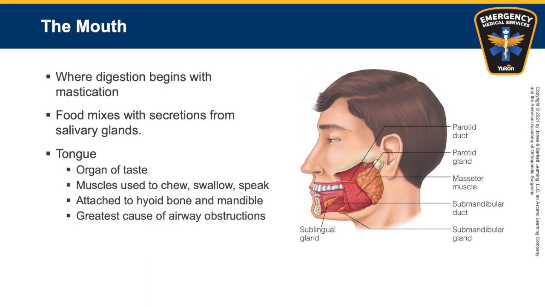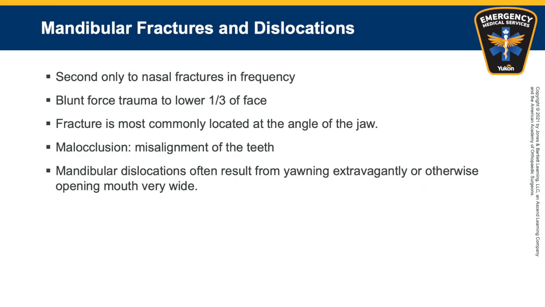We are. Okay, however, mouth, greatest cause of airway obstruction. Mandibular fractures and dislocations. These are very common. You're going to see them from any blunt force trauma to the lower third of the face. And you're going to notice a lot of times they're going to be pretty obvious because the jaw is actually going to be at a weird angle. It might be loose. And there is nothing we are going to be able to fix in the field. We need to splint it and we need to transport.